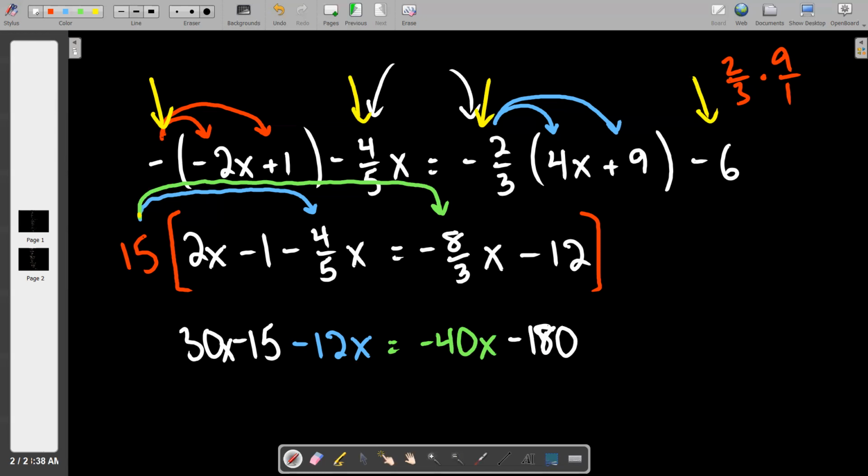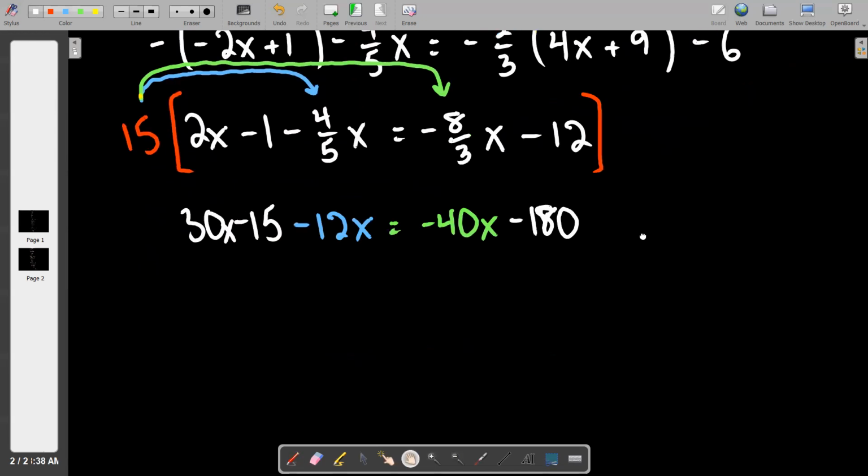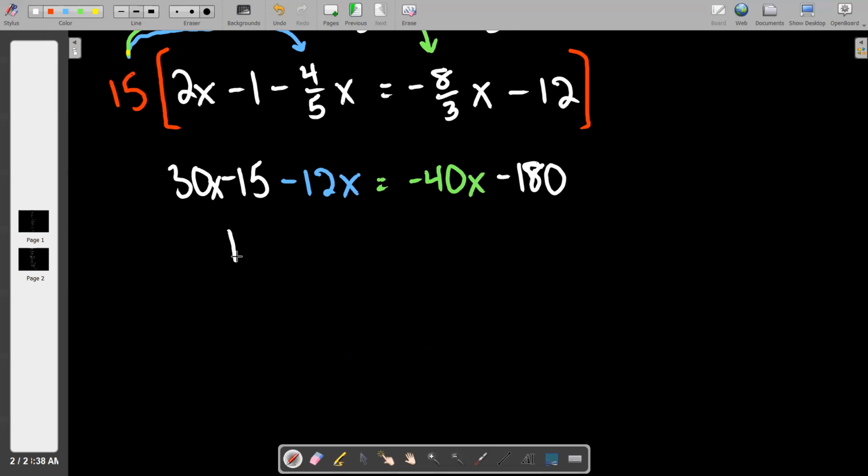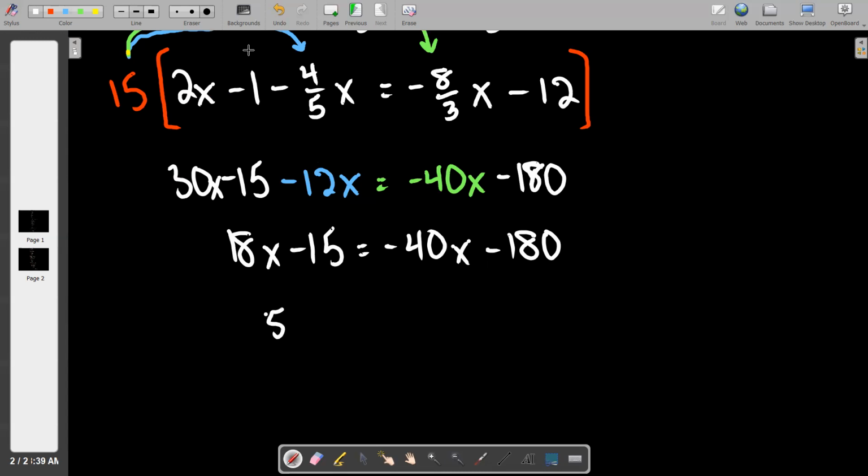So how many x's we get on the left? 18. And on the right, well, that's pretty unexciting. There's nothing to do. So what should we do? I'm going to add 40x to both sides, which is going to give me 58 x's. And then I'm going to add 15 to both sides, which is going to give me negative 165.